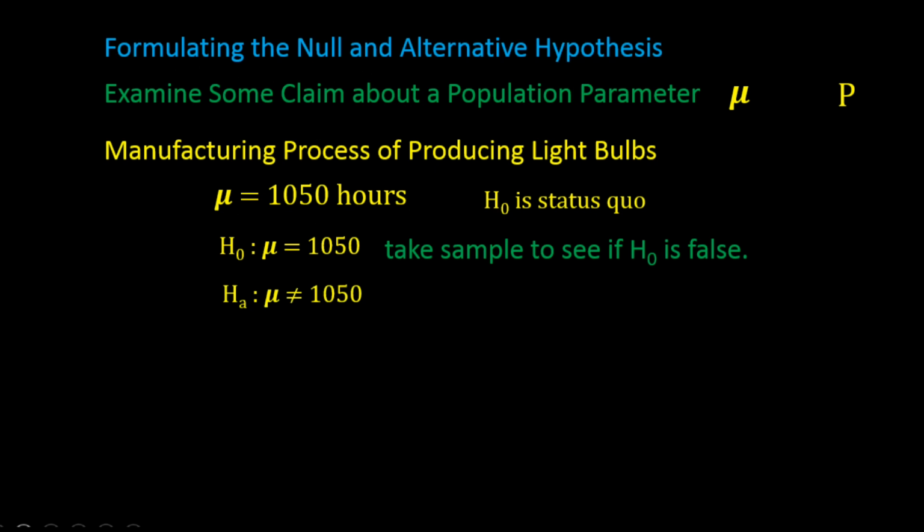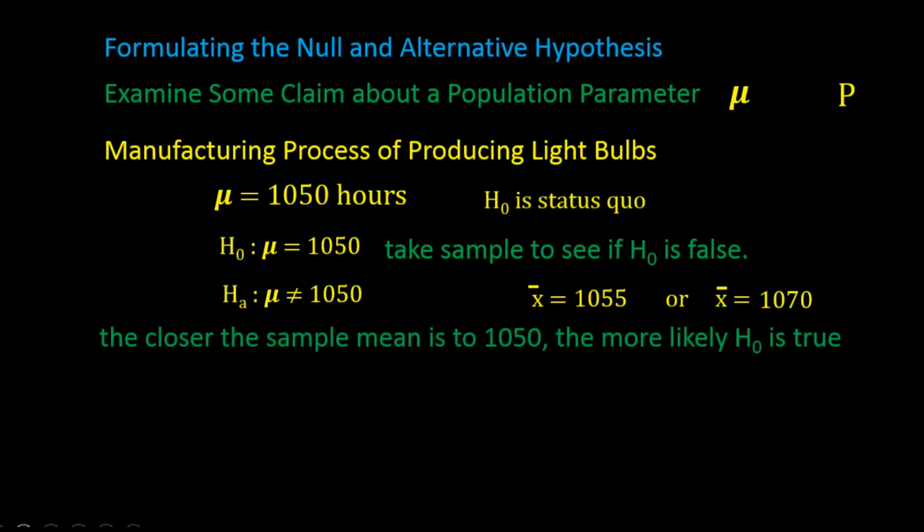We already talked about the possible sample means we might get. We might get a sample mean of 1055 hours, and we might get a sample mean of 1070 hours. If the null hypothesis were true, then we would expect the sample mean to be close to the hypothesized mean of 1050 hours. So the closer the sample mean is to 1050, the less likely we are to reject the null hypothesis. The opposite is also true.